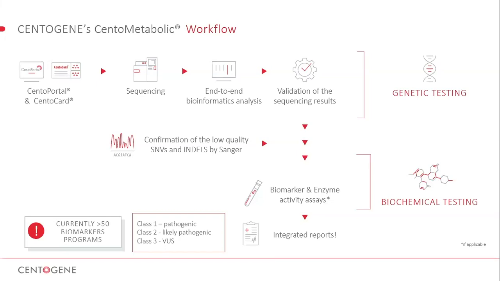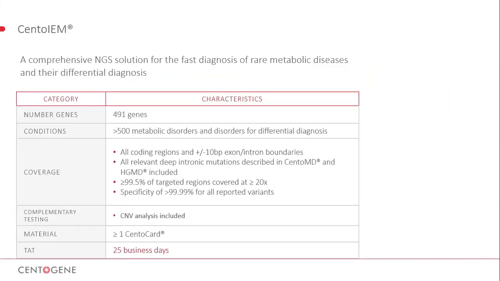Importantly, currently there are more than 50 different biomarkers in development, and they will automatically be added to the panel as soon as they are validated. And the other strategy is CentoIEM, which is more comprehensive in the number of genes that it covers.